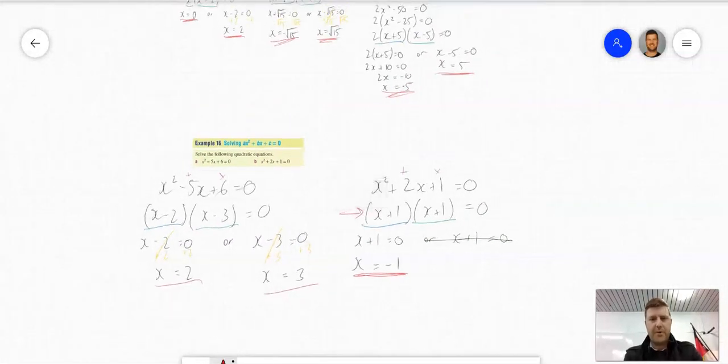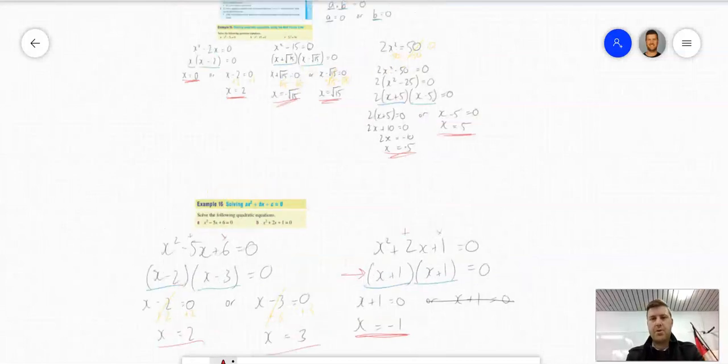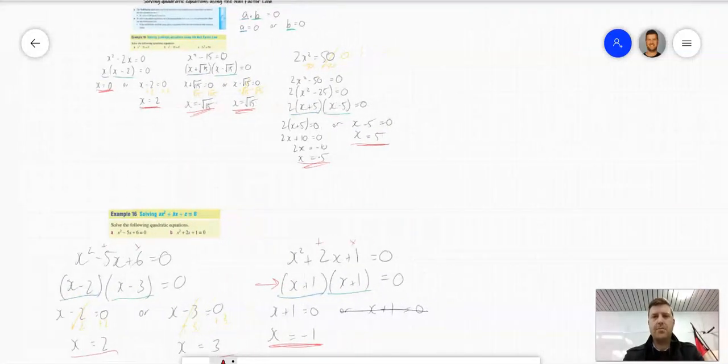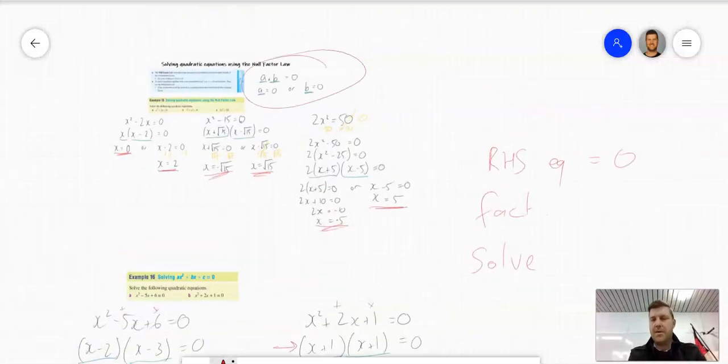I know I ran through that pretty quickly, but there's 5 examples there. But if you know how to factorize, like I said, that's the most important thing. Make sure the right-hand side of your equation is equal to 0. Okay, and then factorize. And then basically, use the null factor law to solve. Understanding that if one term times by another term is equal to 0, then one of those terms, or both of them, can be 0.